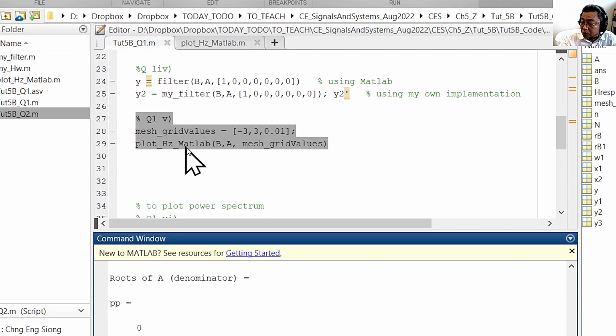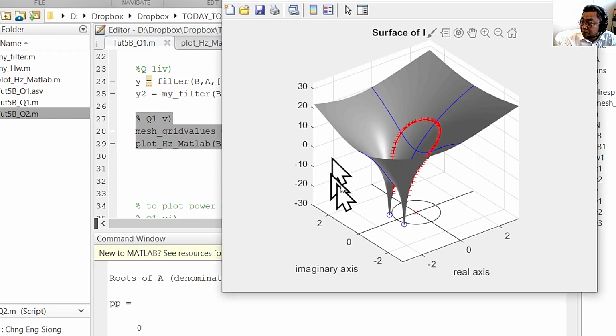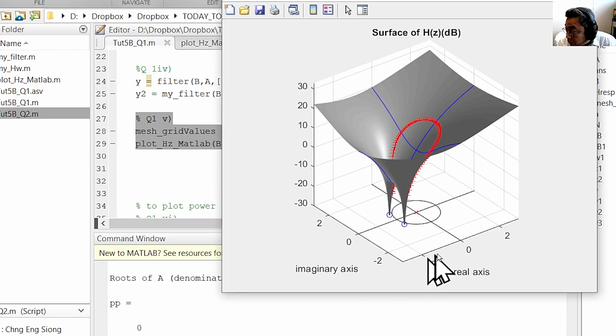When you run this code, the output would be this nice graph over here, and what you see is -3 to 3 along the real axis, -3 to 3 along the imaginary axis, and you will see 2 zeros here and 2 poles over here, and this is the surface of the log magnitude.